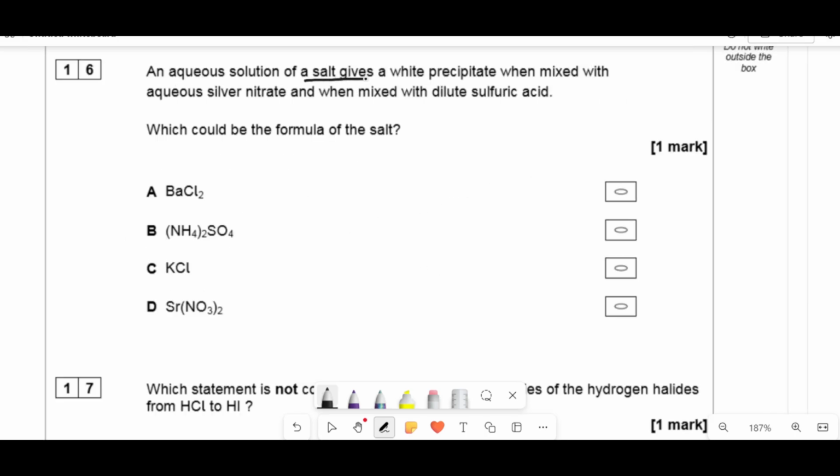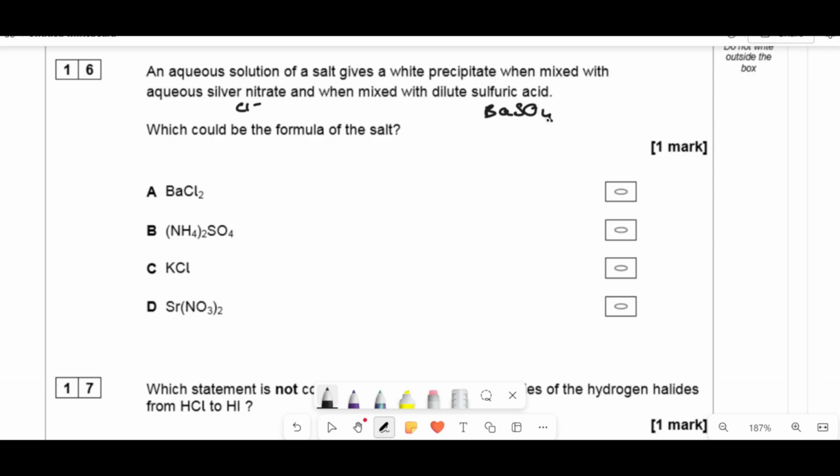An aqueous solution of a mysterious salt gives a white precipitate when you mix it with silver nitrate, and then when you mix it with dilute sulfuric acid. What is this mysterious salt? So some salt is mixed with aqueous silver nitrate, right, and it'll give a white precipitate, but it will also do it if you put it with sulfuric acid. So we know it has to have chloride in it for this part, but when you mix it with sulfuric acid, you also get a white precipitate, which means it's going to have to be barium sulfate formed here.